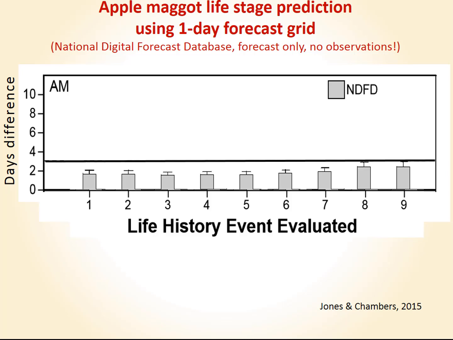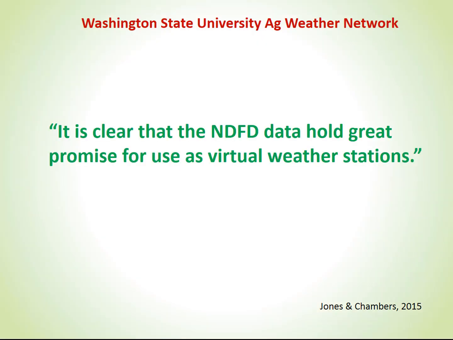So these are different life stage events in the apple maggot's life, and these are the differences between the NDFD and the ground station. Again, the NDFD is not even using observations, it's using a forecast value, and they're all about 2 days. So they considered it was good enough. Next, please. So yeah, it is clear that the NDFD data hold great promise for use as virtual weather stations.